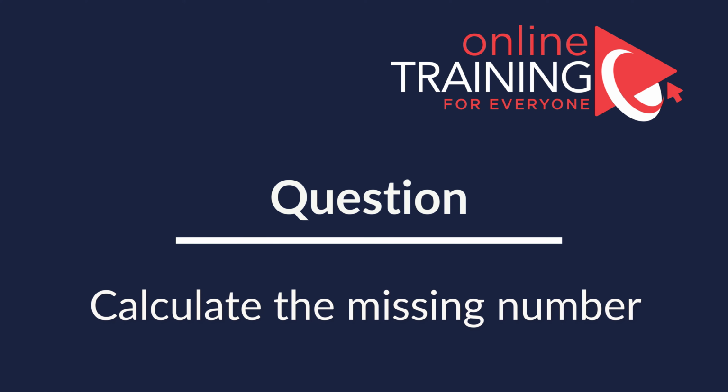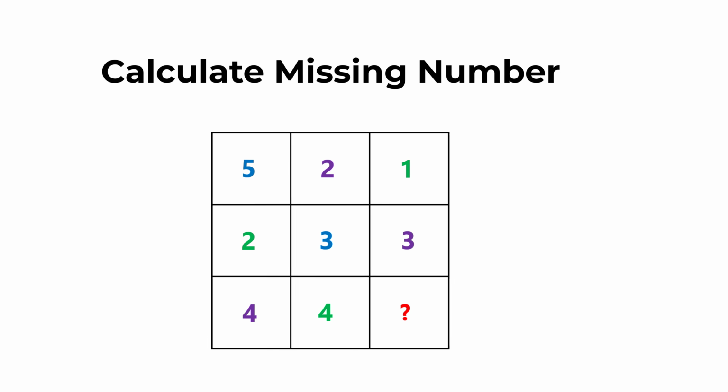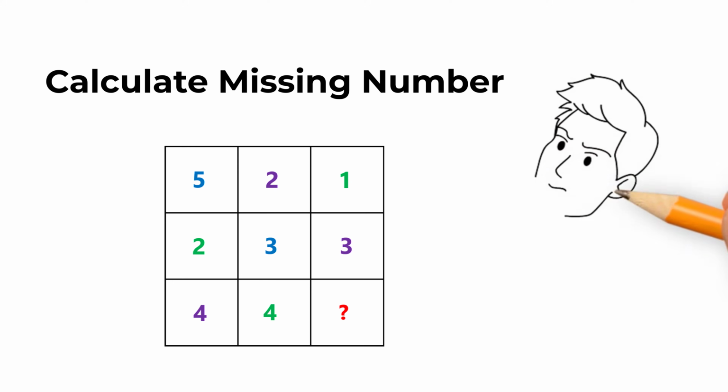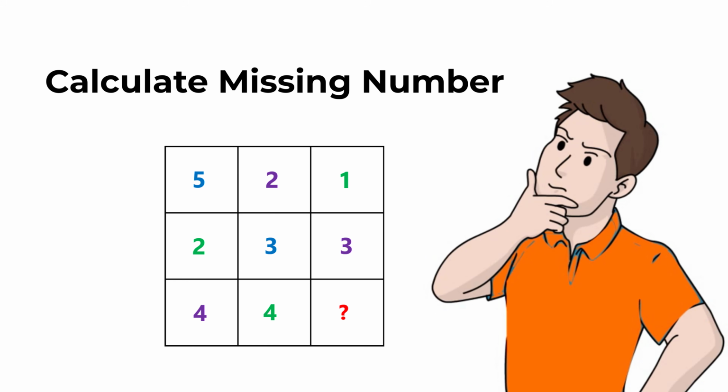Some of you might disagree, but calculating missing numbers is one of my favorite types of questions. A lot of times, you are presented with the 3x3 matrix, typically a square, which has small squares inside. In our case, we have numbers in different colors presented in the smaller squares inside the larger square. The numbers are 5, 2, 1, 2, 3, 3, 4 and 4. And then one number is missing, and this is the one that you need to calculate.